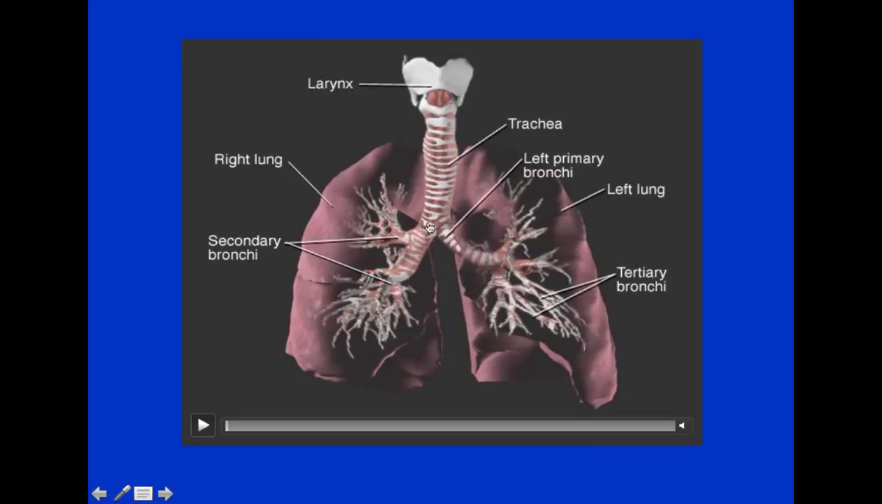And then the minute the bronchi enter each of the lungs, it starts splitting into what they're calling secondary and then tertiary bronchi. Basically, those are just the smaller branches that we discussed.